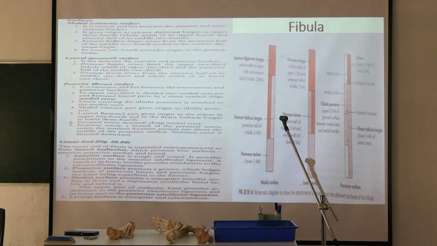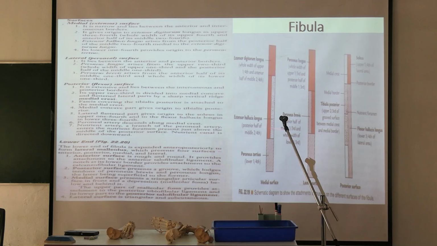Next we go to the lateral or peroneal surface. Here is the lateral or peroneal surface, which lies between the anterior and posterior border. Peroneus longus arises from the upper 2/3, whole width of the upper 1/3 and posterior half of the middle 1/3, and peroneus brevis arises from the anterior half of its middle 1/3 and whole width of the lower 1/3. So peroneus longus, peroneus brevis.